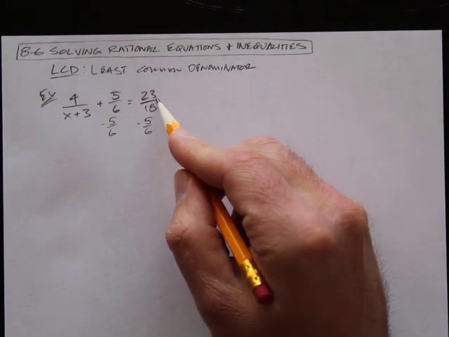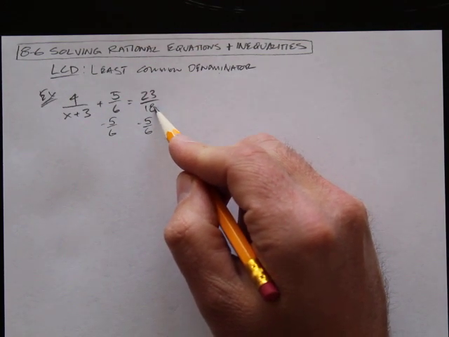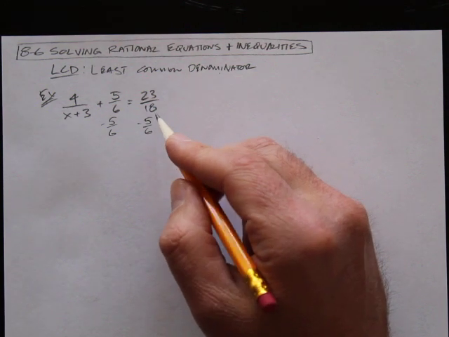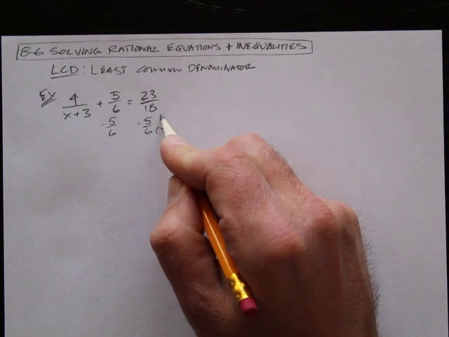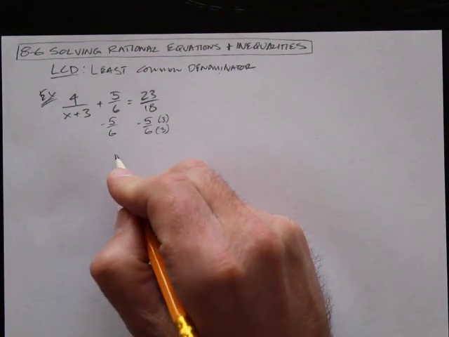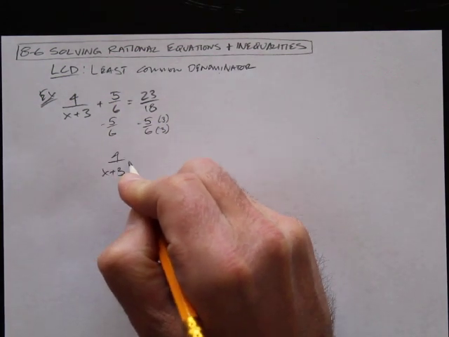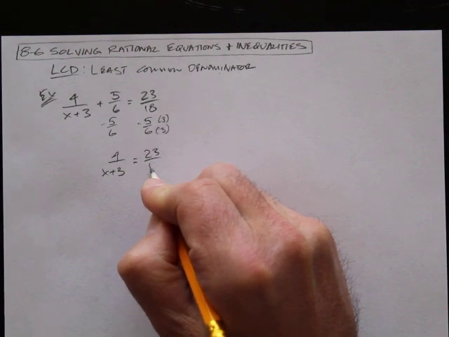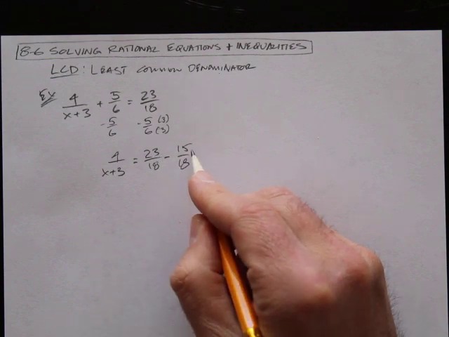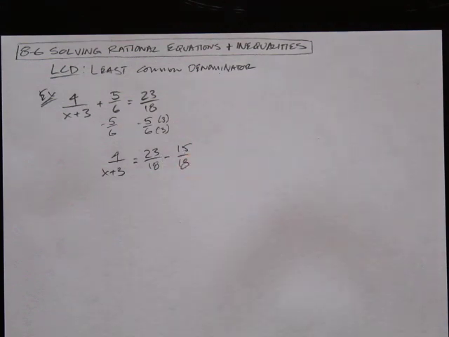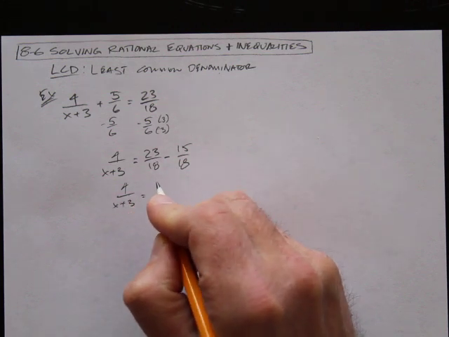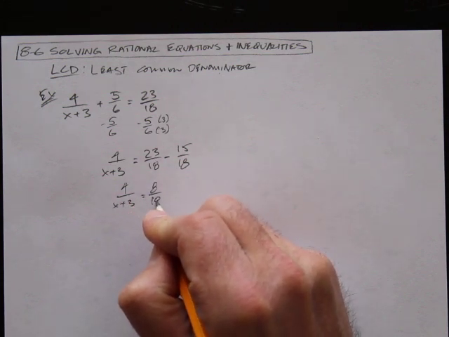And now I need a common denominator here. I've got 18 and 6. So the least common denominator is going to be 18. And I need to multiply 6 by 3, and so I need to multiply the 5 by 3 as well. So I've got 4 over x plus 3 equals 23 over 18 minus 15 over 18. 23 minus 15 is 8. So I've got 4 over x plus 3 equals 8 over 18.